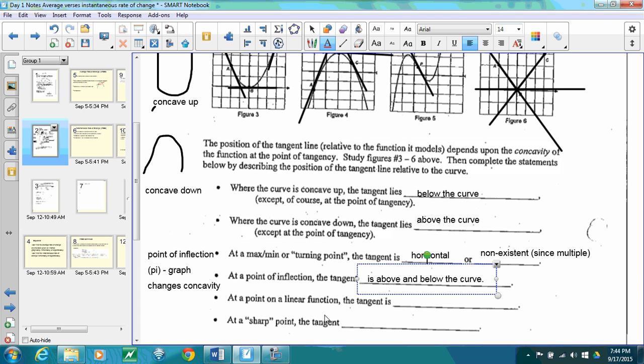And then the next one, at a point on a linear function, we can see at A and C on figure 6, it's a linear function. The tangent is the exact same as the function. They're on top of each other. And then the last one is a sharp point, and that tangent, again, we say is non-existent, since there are multiple.